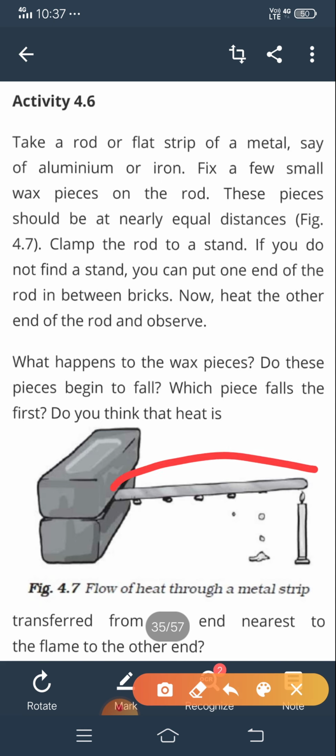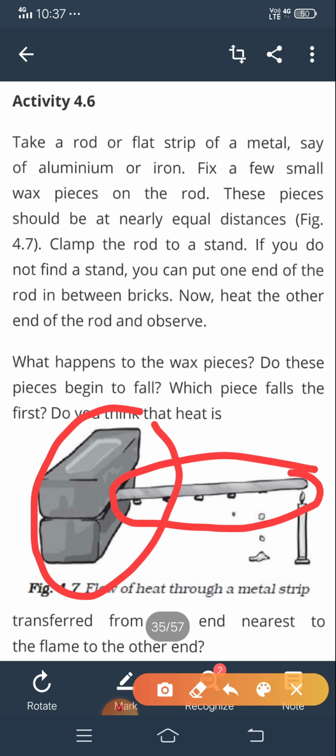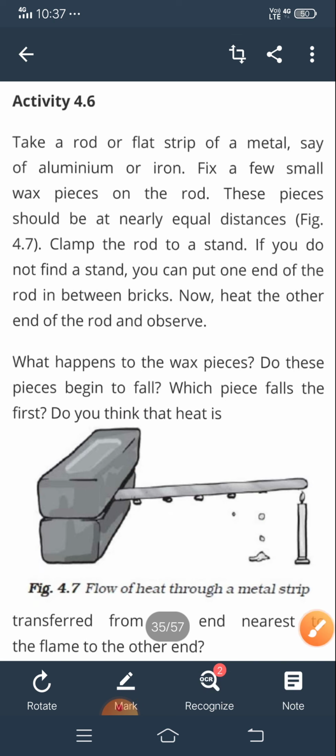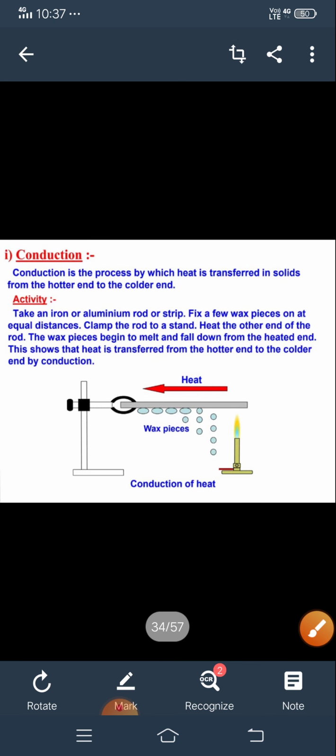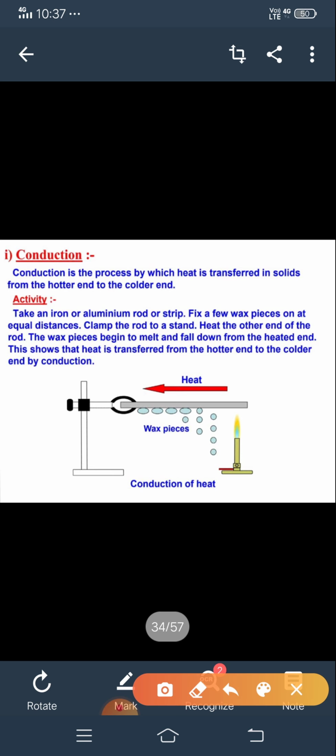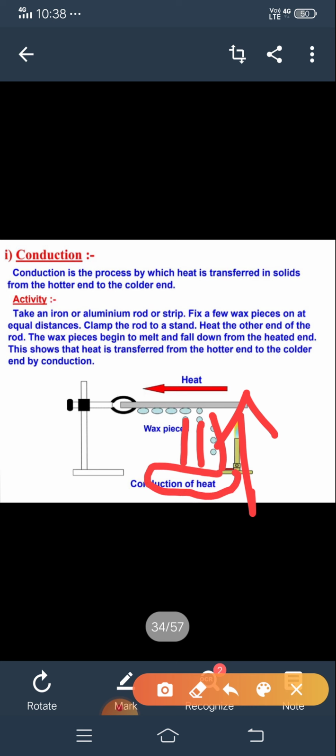Or you can take it like this also. It is an aluminum or metal rod, supported with the help of bricks, and this is a candle, and these are the wax pieces. If you have a stand, you can take this one also. Heat the other end of the rod. Just heat this end of the rod, and the wax pieces begin to melt. See here, they melt and fall down by heating one end.